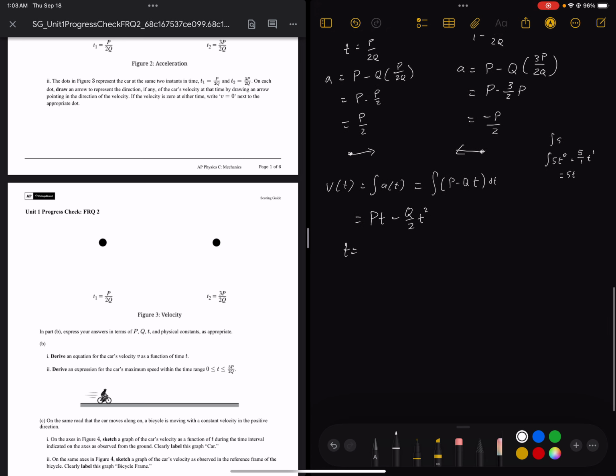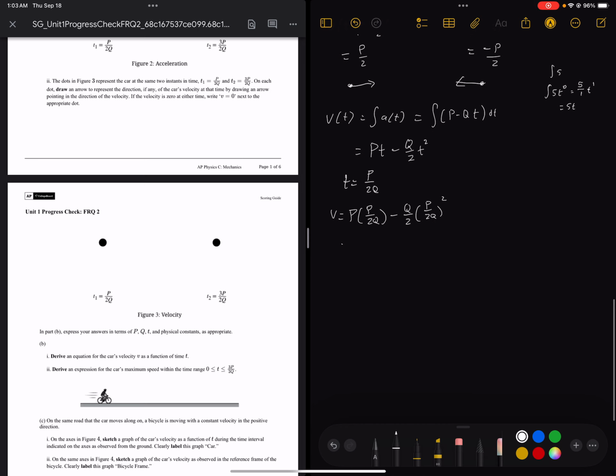so the first one's going to be p over 2q. So I have that the velocity would equal p times p over 2q minus q over 2 times p over 2q quantity squared. All right, and if you do the algebra, just take my word for it. This is going to come out to 3p squared over 8q. I'm going to have to start skipping some steps because it's getting late. Try it out yourself. These are positive constants, so I know that the velocity has to be positive at that point.